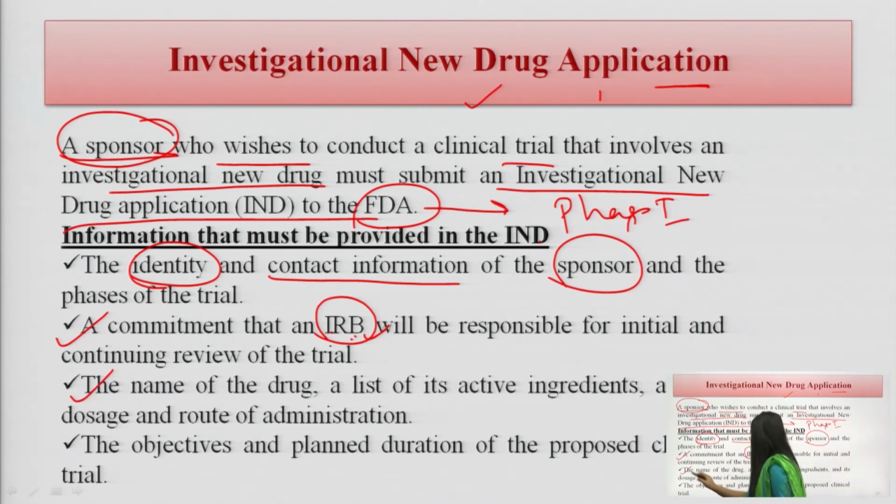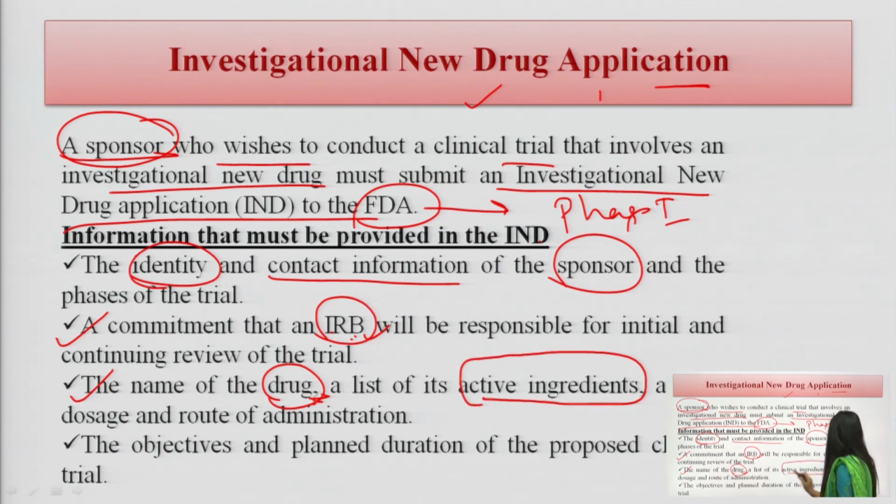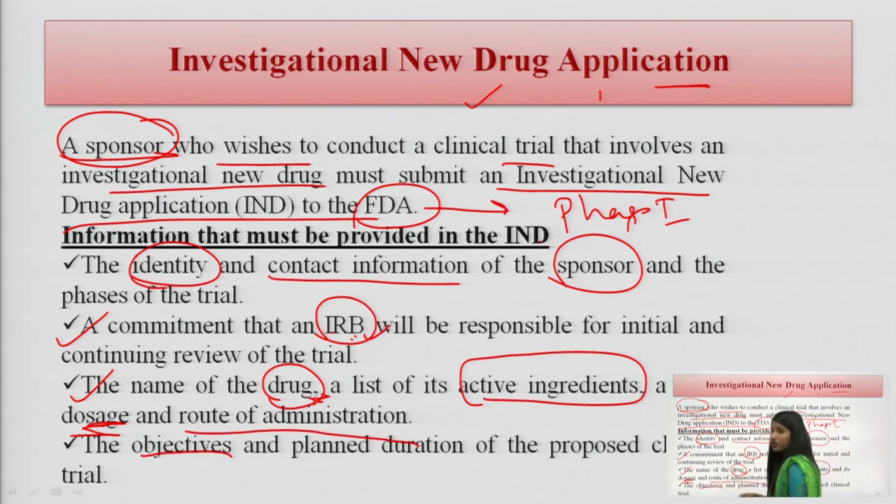The name of the drug, whatever drug you want to test, you have to mention it. A list of active ingredients, what the active ingredients are, what dosage you are going to give to the patients, what the route of administration is, and what the objectives of the studies are.